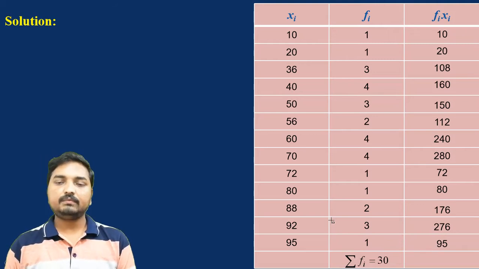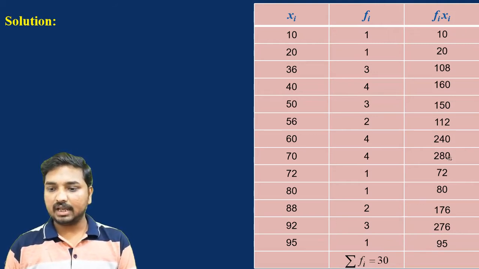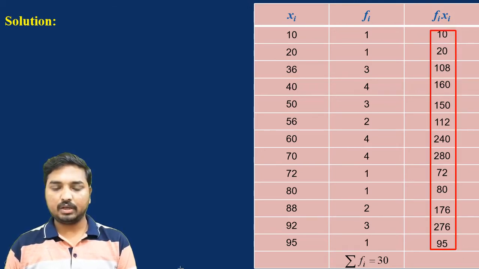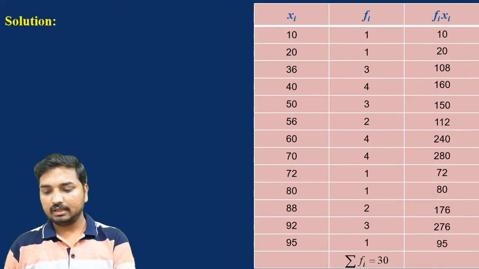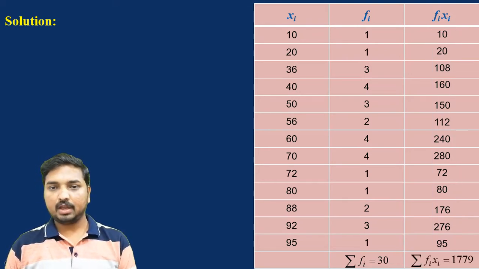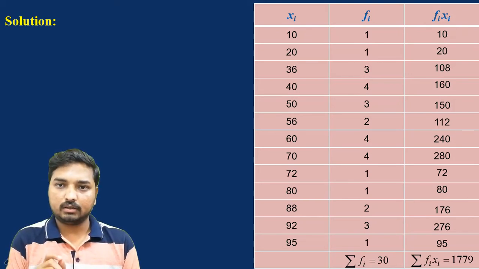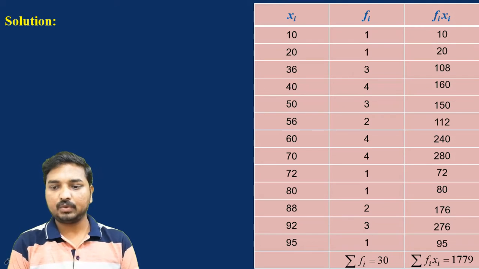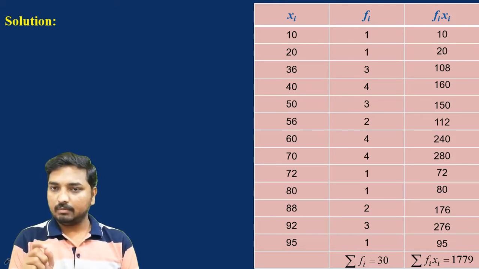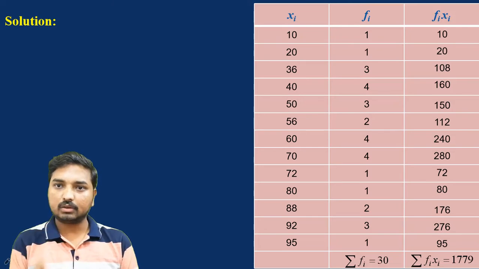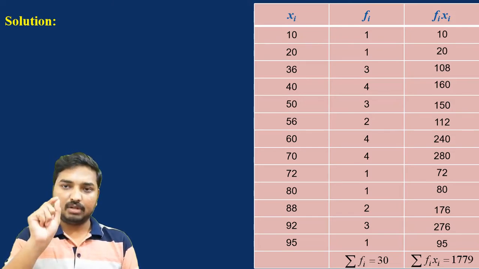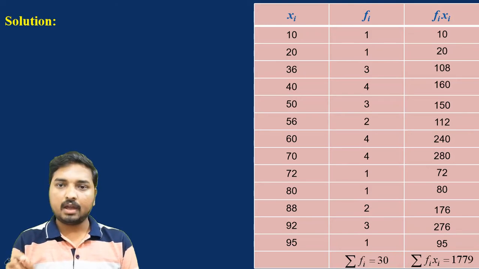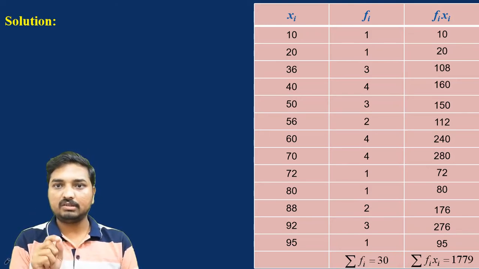So now the next step is you need to take the sum of this column, means the sum of all these numbers. If you count this one, you will get 1779. I'm going to give you the answer directly. So this is the table for the direct method. Remember this one. In the direct method, Xi and Fi will be given to you, and you need to calculate the third column, Fi into Xi, and the sum of that column, summation Fi Xi, and the sum of all the frequencies, denoted by summation Fi.